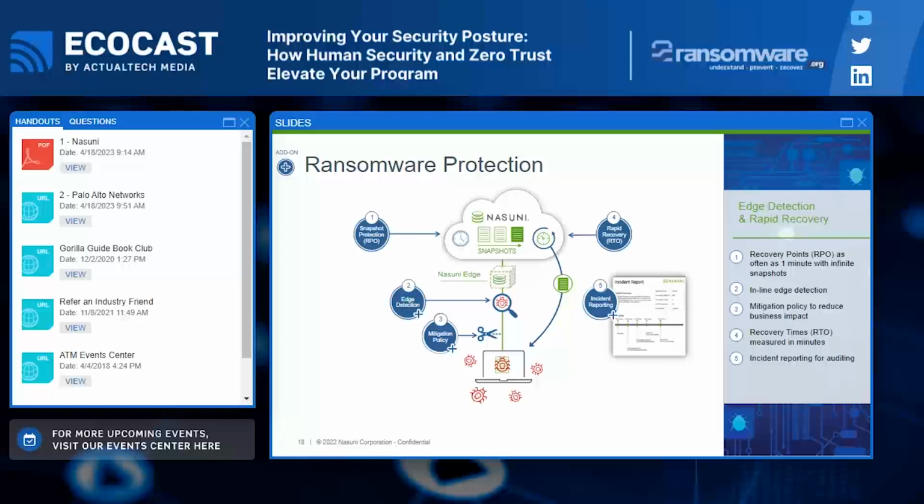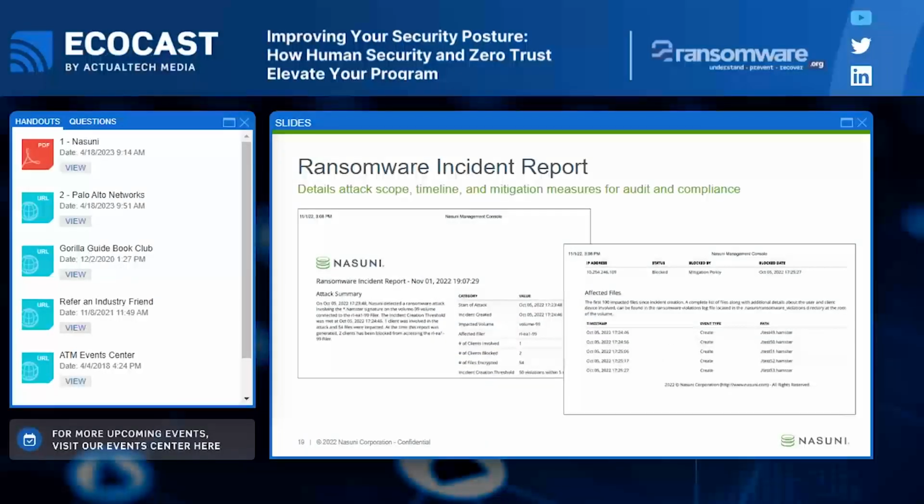And so if we go to number 5, incident reporting, I think with zero trust, you want to make sure the person is who they say they are, but it's also important to have visibility into what's happening, into the information. And so as soon as that incident is created, you get an incident report that details the scope, timeline, and mitigation measures that can be used for audit and compliance, but is also extremely valuable for the recovery process.